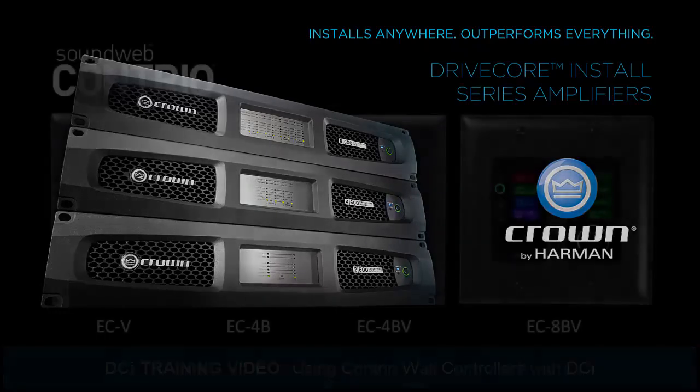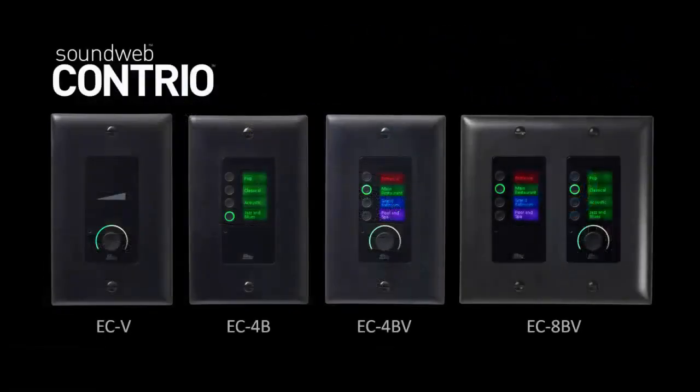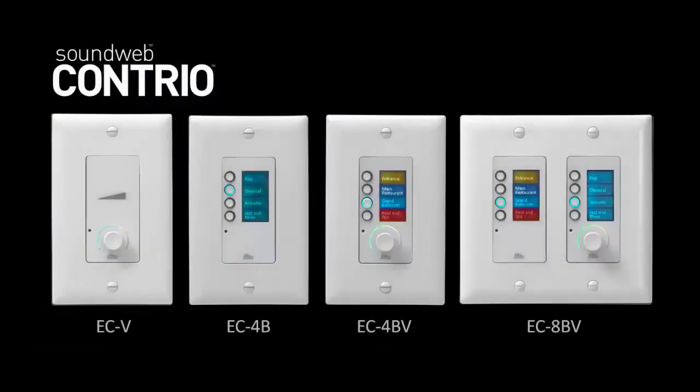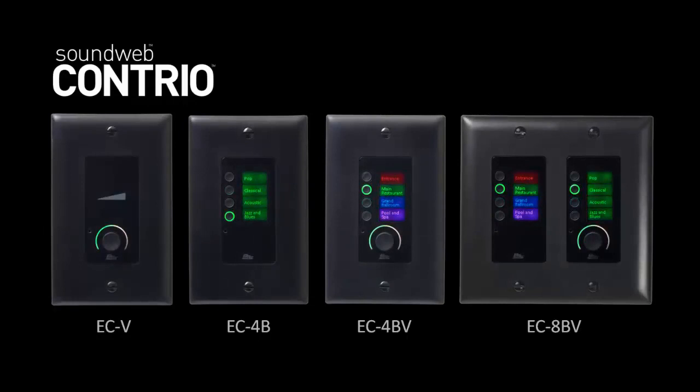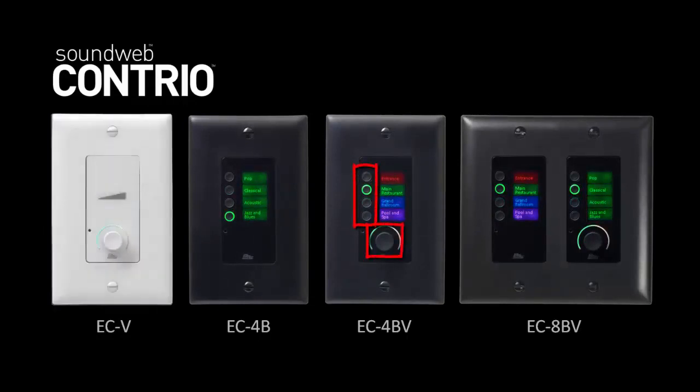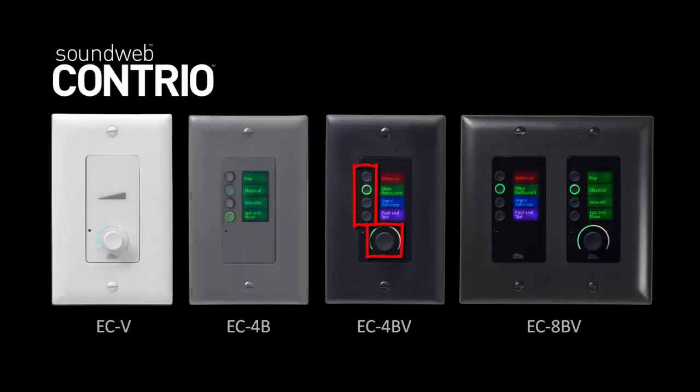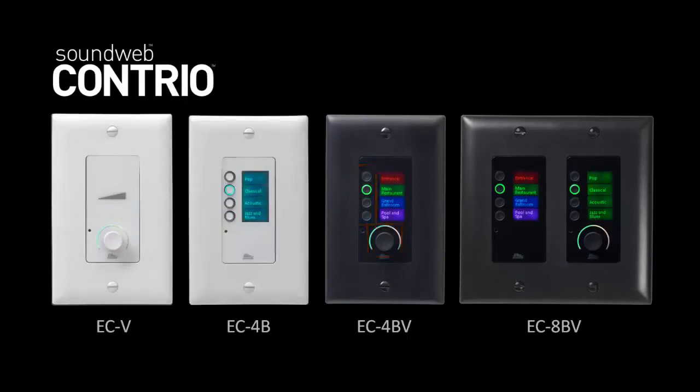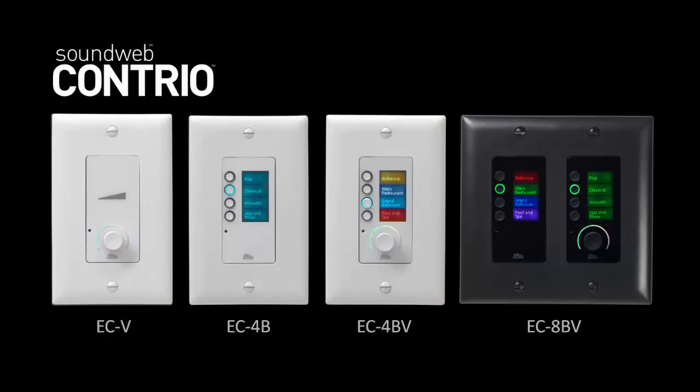Even though the Contrio line of wall controllers is branded BSS, they can control any HiQnet device from Harman, including Crown amps, JBL-powered speakers, DBX drive racks, and more. The Contrio wall controllers come in different combinations of buttons and an encoder. The buttons can control any two-state parameter, such as a mute, and the encoder can control any parameter that is considered a percent control, typically a fader.